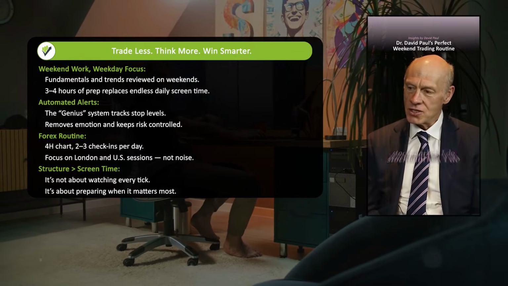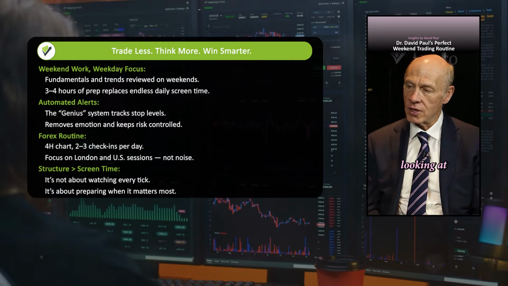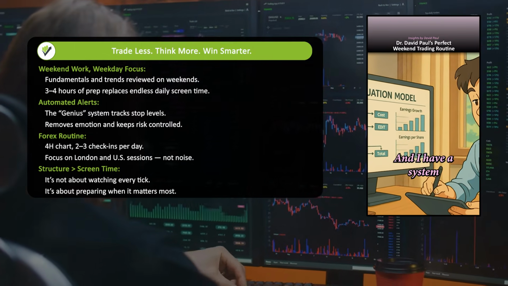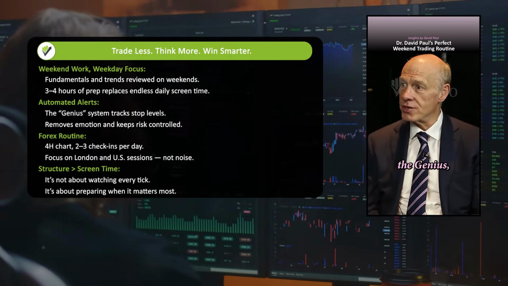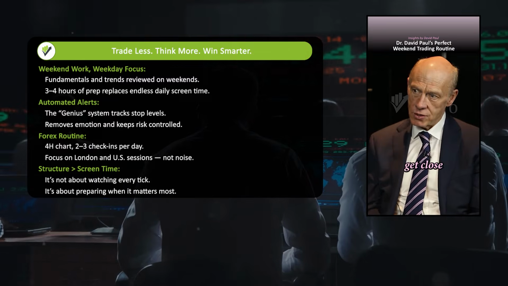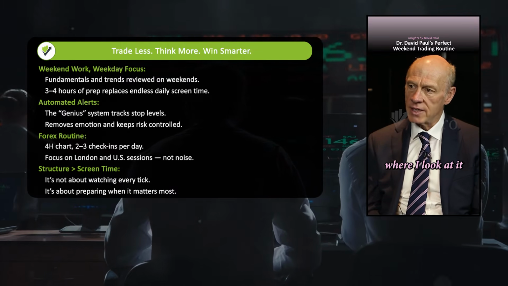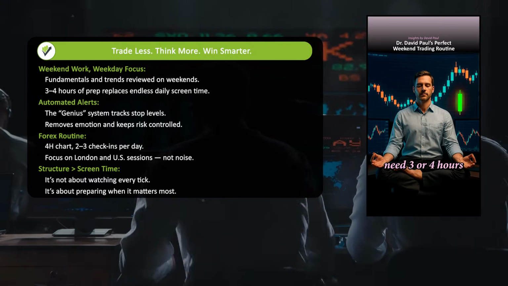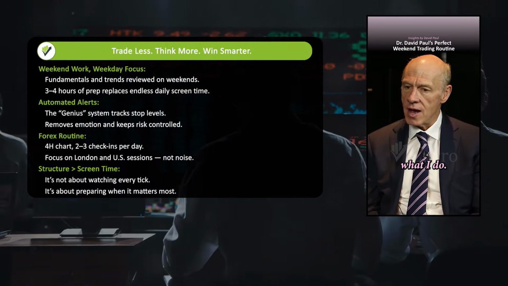In the stock market, I do most of my work at the weekend, looking at fundamentals, looking at trends, and I have a system that monitors stop losses on that. I call it the Genius. And it sends me emails and messages if a share should get close to a stop loss. So I've got that pretty much mechanized where I look at it for 3 or 4 hours over the weekend. And probably don't need 3 or 4 hours over the weekend, but that's what I do.